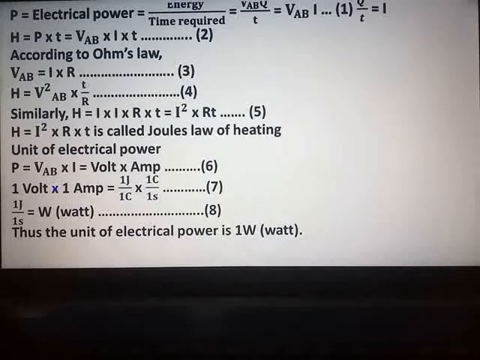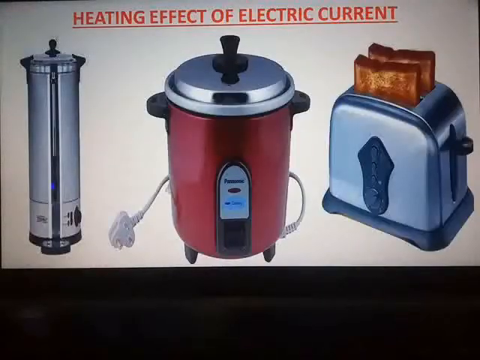Our next topic is the heating effect of electric current, which I spoke to you about just now: how heat is produced in any wire, in any conductor. A number of electrical appliances you see around you in our day-to-day life work on this heating effect of electric current. So when a resistor is connected in an electrical circuit, heat is produced in it due to the current, which is known as the heating effect of electric current.